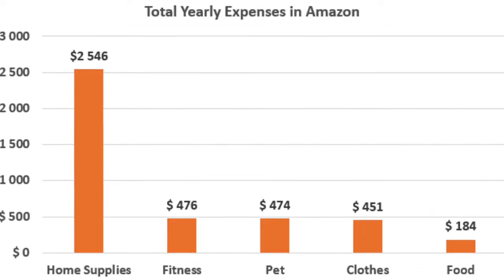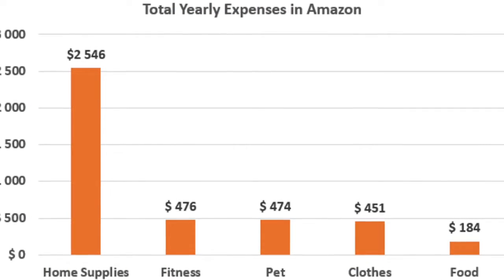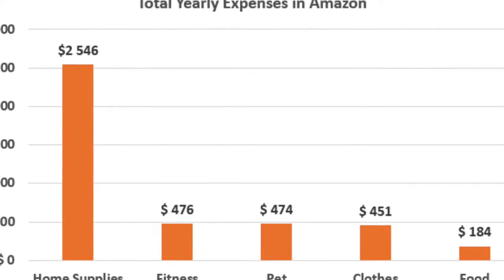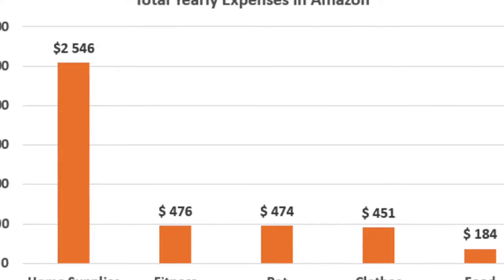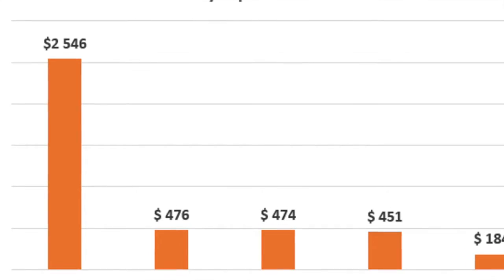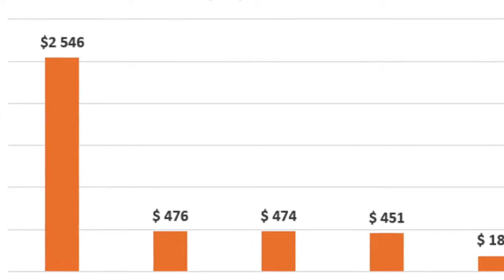The second data visualization tool I used was a histogram. A histogram is a frequency distribution that shows how often each different value in a set of data occurs. In this case, it shows that I spent $2,546 on home supplies alone.